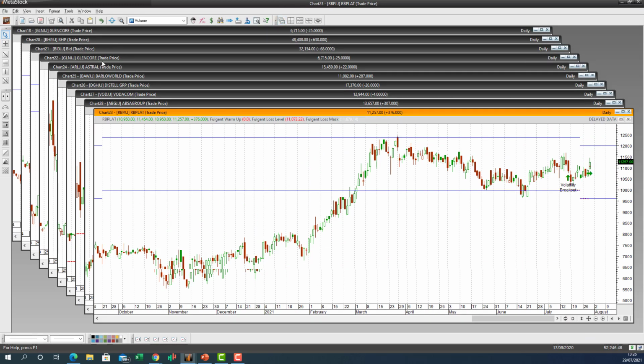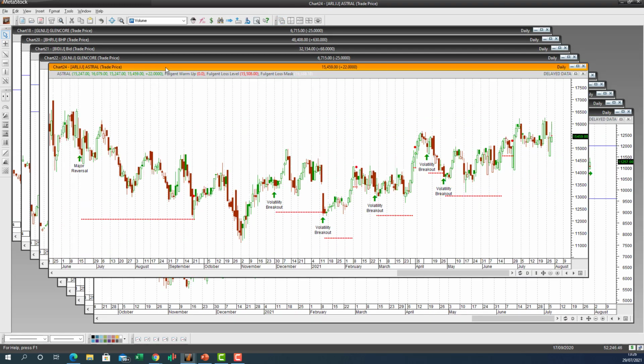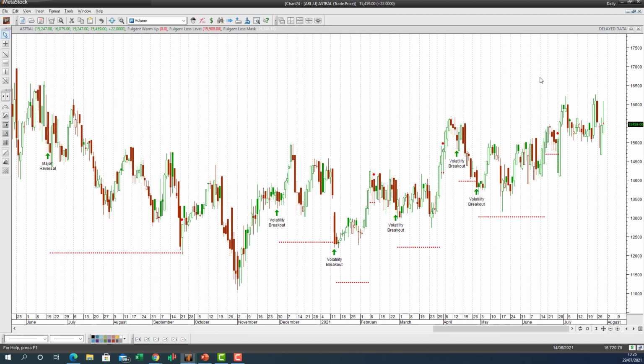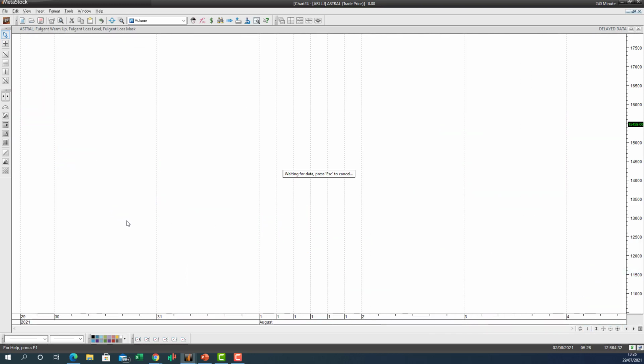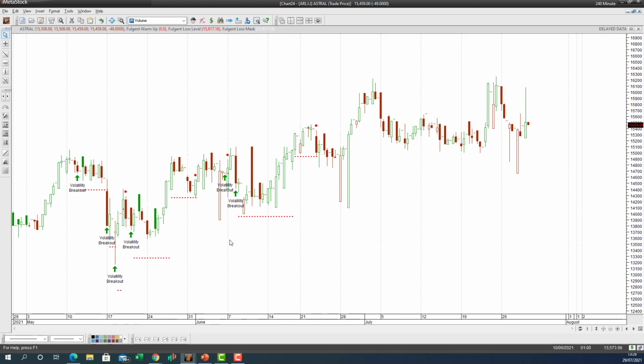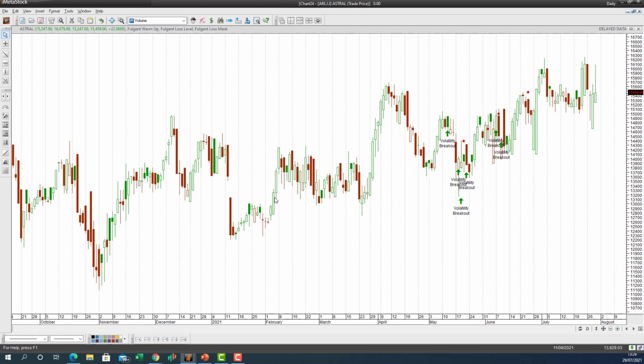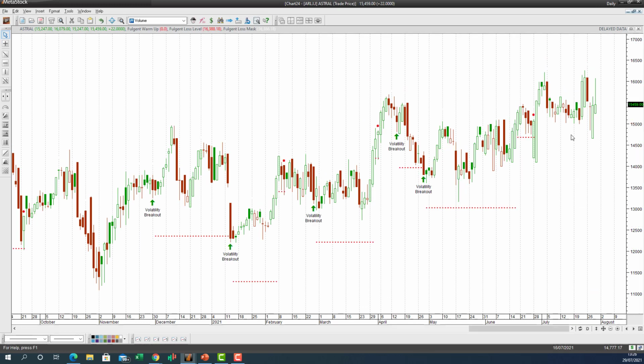Right, so the next one is, we've done Astral. You can see volatility breakout, lots of volatility breakouts on this one, so pretty aggressive there. Let's look at the 4-hour chart, see if there's anything interesting on there. Very choppy trade. The last volatility breakout got stopped out over there, so these are quite wide, choppy trades, not particularly friendly from a trading perspective, but lots of volatility in this name.